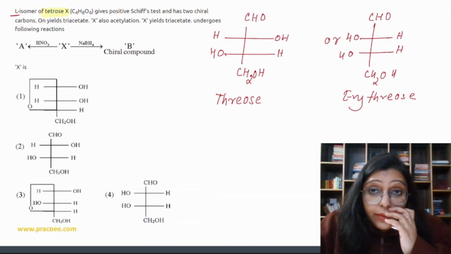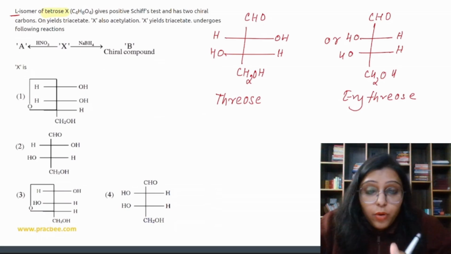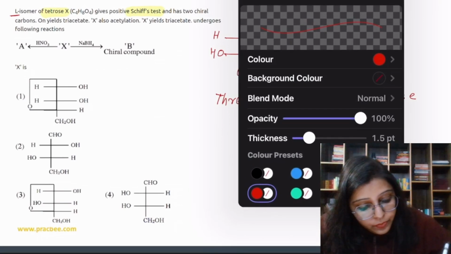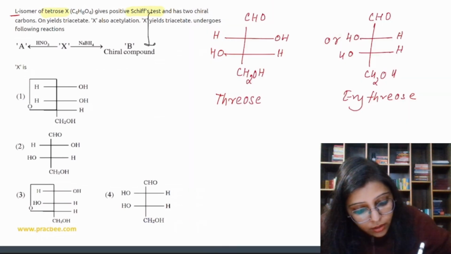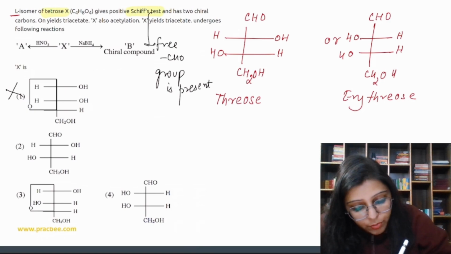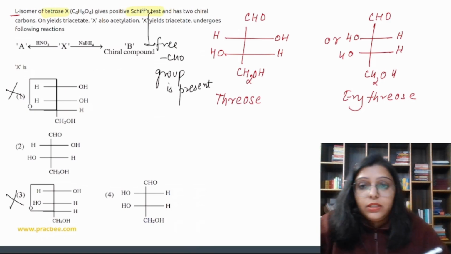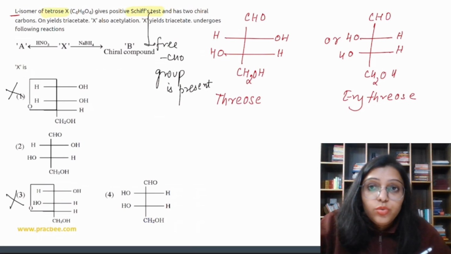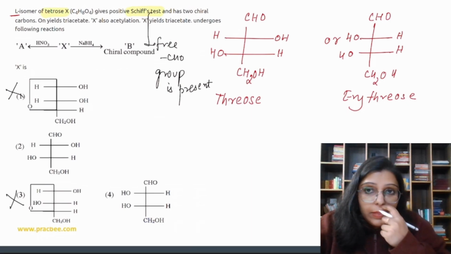We have to find which gives a positive Schiff's test. Positive Schiff's test means a free aldehyde group should be present. Free CHO group should be present. As per this, we cannot have option 1 and option 3 as the answer. Why? Because here the CHO group is not free. Then, has two chiral carbons. So there are two chiral carbons.